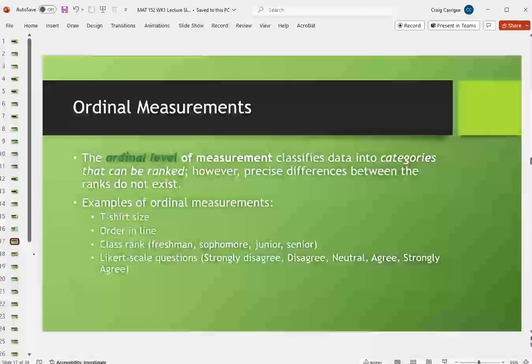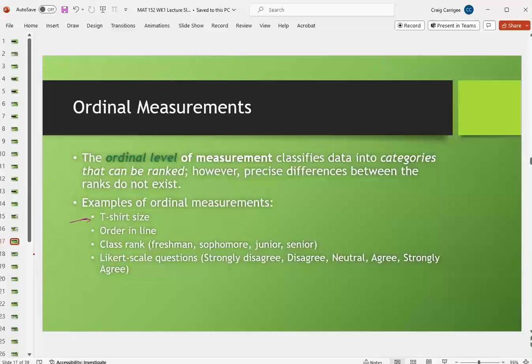One step above nominal measurements are ordinal measurements. Ordinal measurements are things we can classify into categories and we can rank them, but there aren't really precise differences between them. And my favorite example for ordinal measurements is t-shirt size. If you buy a t-shirt from one company that's an extra large and then buy a t-shirt from another company that's an extra large, those two shirts could be completely different sizes.